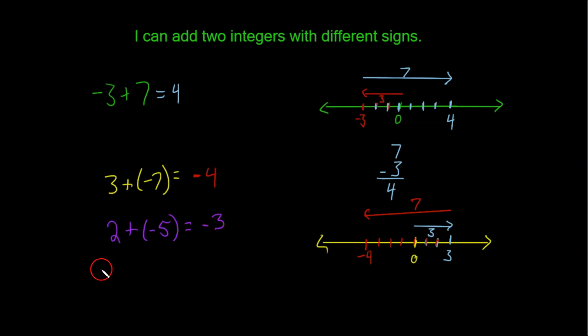Similarly, if we had -2 plus positive 5. Now let's look at their absolute values. Absolute value of negative 2 is positive 2. Absolute value of positive 5 is 5. So our positive number has a greater absolute value. So we're going to get a positive answer. And we take 5 minus 2, and we would get 3, and we would get a positive answer.